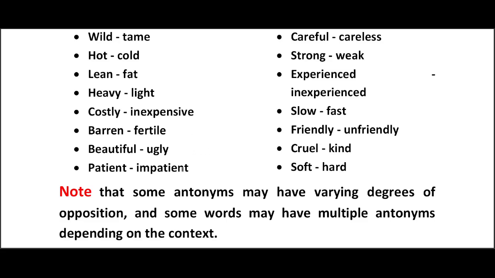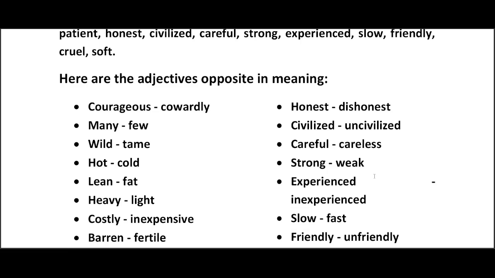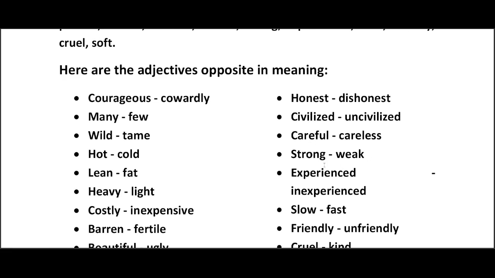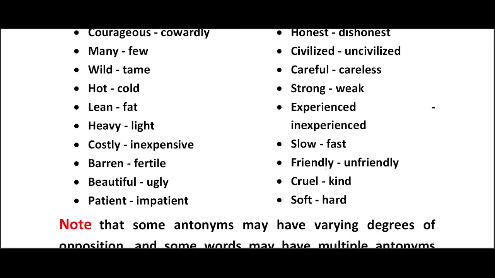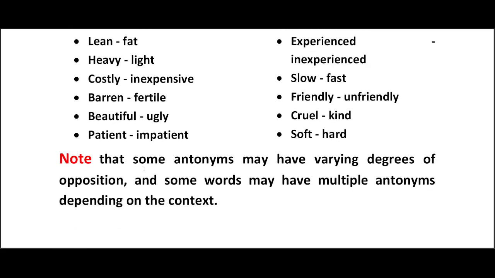Barren, fertile, beautiful, ugly, patient, impatient, honest, dishonest, civilized, uncivilized, careful, callous, strong, weak, experienced, inexperienced, slow, fast, friendly, unfriendly, cruel, kind, soft, hard. Both of them are adjectives and they are opposite in meaning. Note that some antonyms may have varying degrees of opposition, and some words may have multiple antonyms depending on the context. So, this was the end of the lecture.